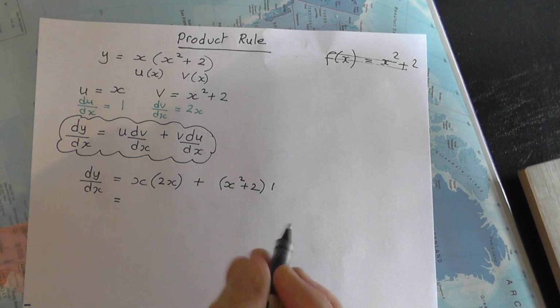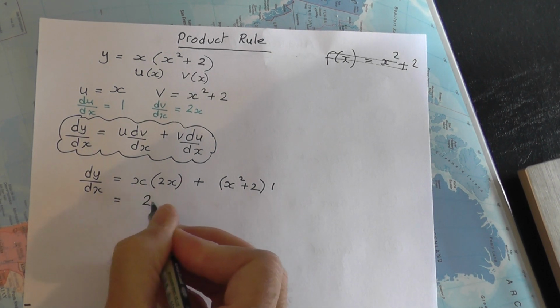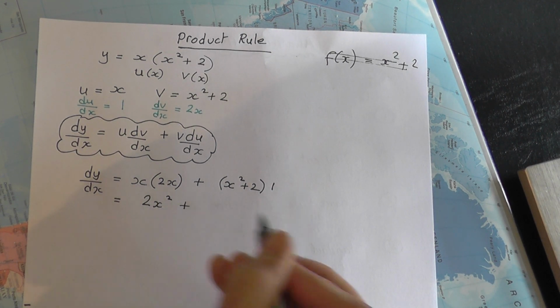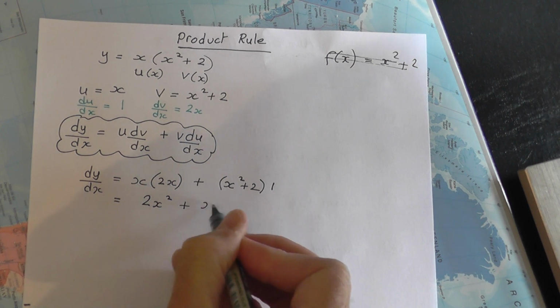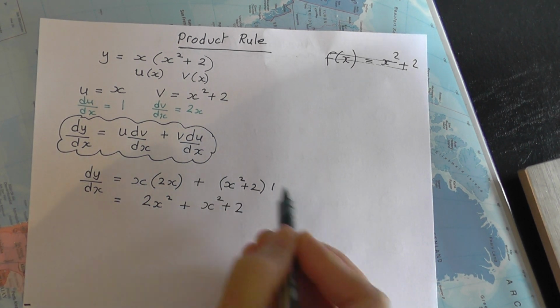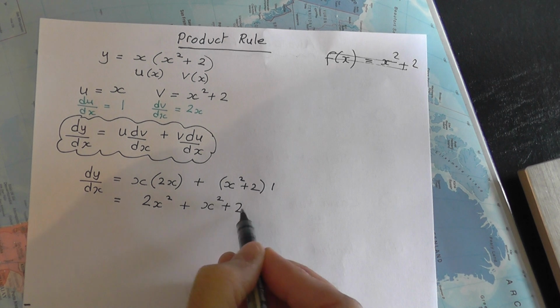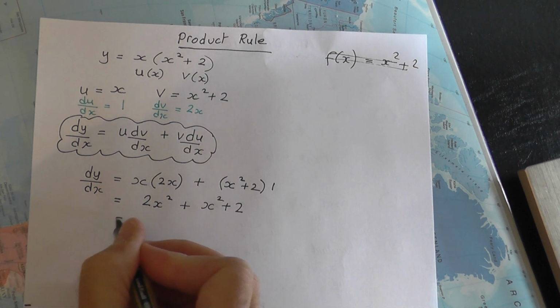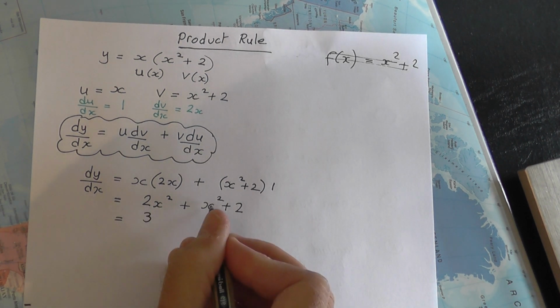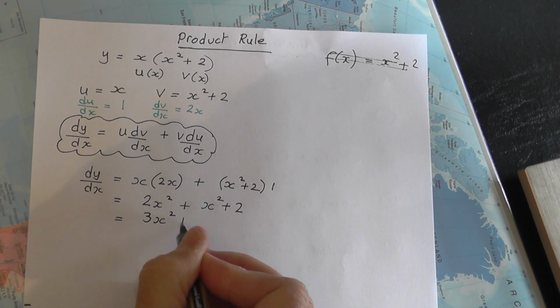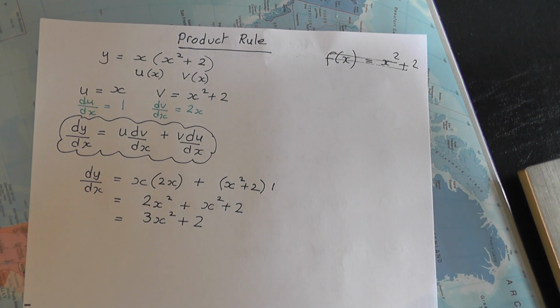So let's just simplify this. x times 2x is 2x squared, plus 1 times x squared is x squared, and 1 times plus 2 is plus 2. Then tidy up: you've got 2x squared plus another x squared, so you've got 3x squared plus 2 as your answer. And there you go, a very simple application of the product rule.